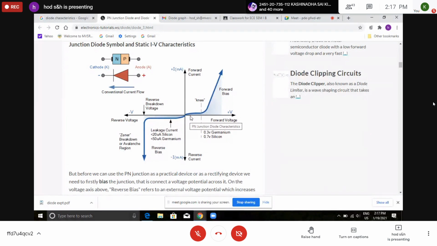Then for 0.1 also, it is almost 0. For 0.2, it is almost 0. 0.3, 0.4 like that. Then it slightly increases. You mark the points and you draw a freehand curve. You will be getting a characteristic curve as shown in this diagram. So this is the forward bias VI characteristic.